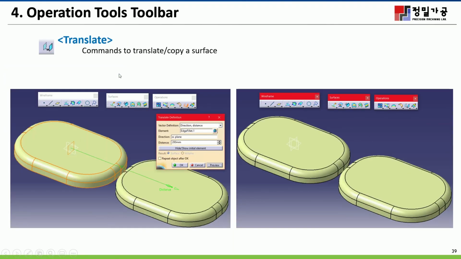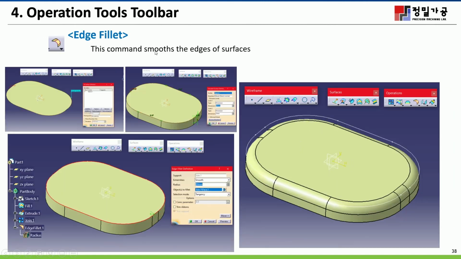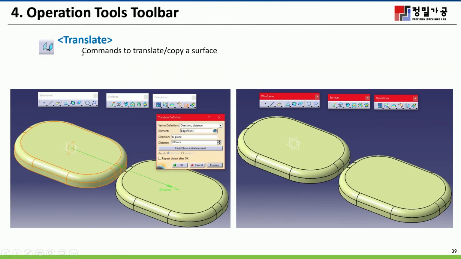Next is translate. I think I will not explain in CATIA. I think you can do it at home. This one, translate. Just copy and select XYZ. And this time, select 200 mm. You just copy here. Or you can show or hide initial element, or not show initial element. It depends on you.